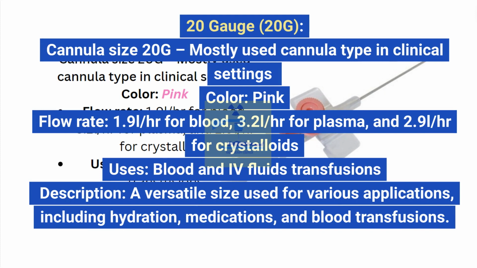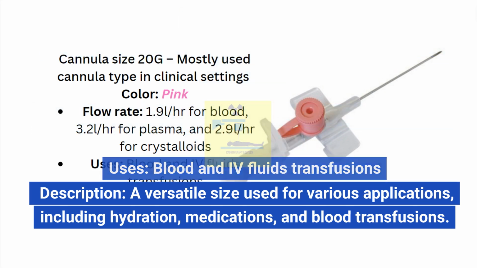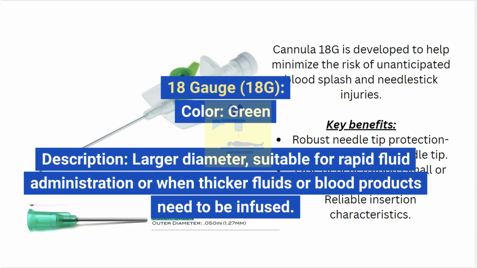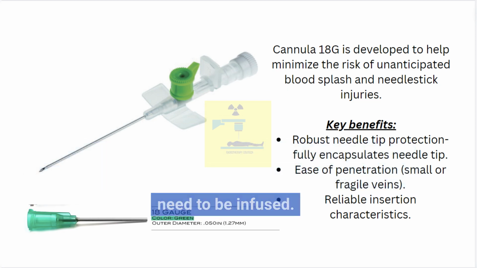Color pink, flow rate 1.9 L per hour for blood, 3.2 L per hour for plasma, and 2.9 L per hour for crystalloids. Blood and IV fluids transfusions. Description: a versatile size used for various applications, including hydration, medications, and blood transfusions. 18 gauge (18G): color green, description: larger diameter, suitable for rapid fluid administration or when thicker fluids or blood products need to be infused.